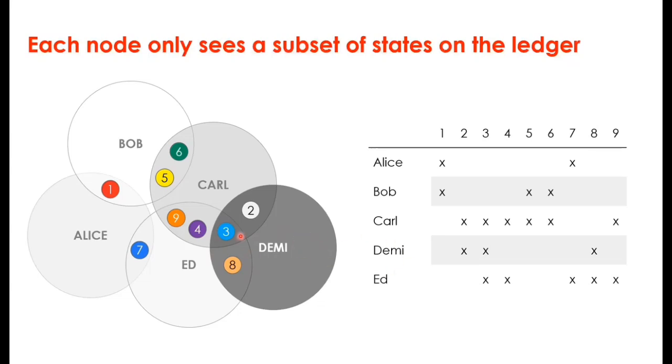And again, we can see Carl and Demi also share fact 3, and we can go on and on through this matrix. Carl and Ed have 9, 4, and 3. Ed and Alice have 7. So take a look at these. This looks like a Venn diagram, so you can see the facts that all of the nodes have in common, and we can also see it listed on this matrix.